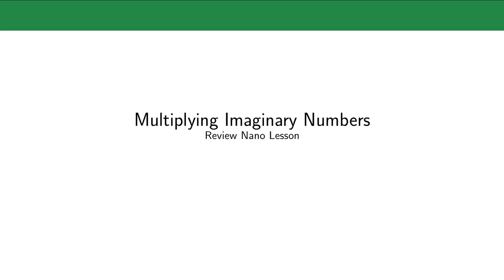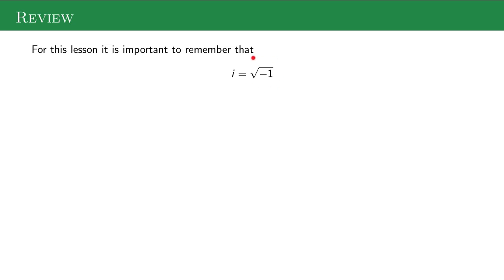In this quick review video, we're going to discuss multiplying imaginary numbers. So remember that i is the square root of -1, and this is going to be really important to know, because we have to deal with i squared a lot when we're multiplying expressions, and i squared, well, it's just i times i, and i is the square root of -1.